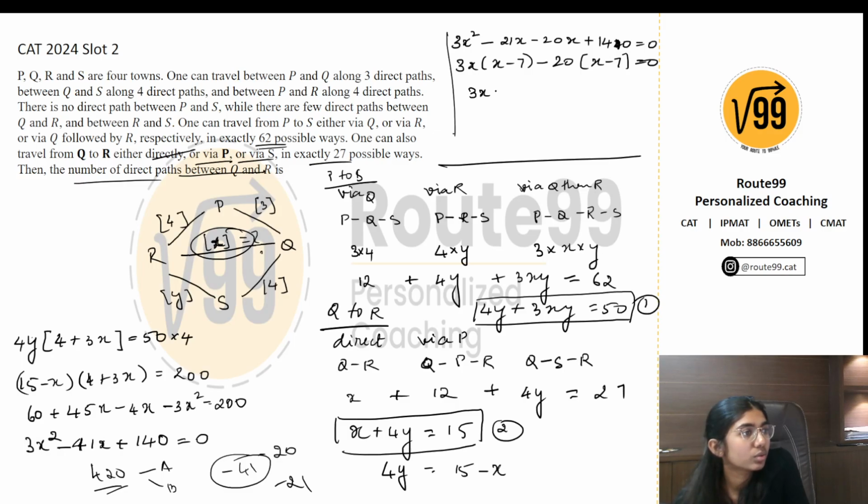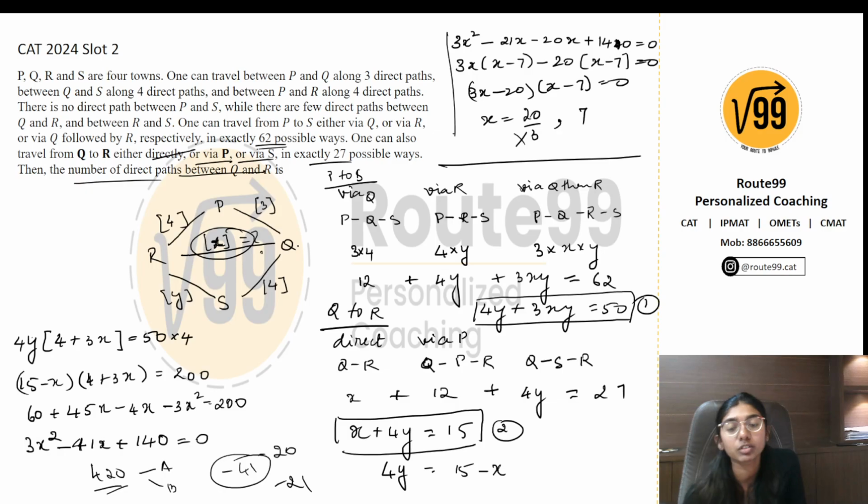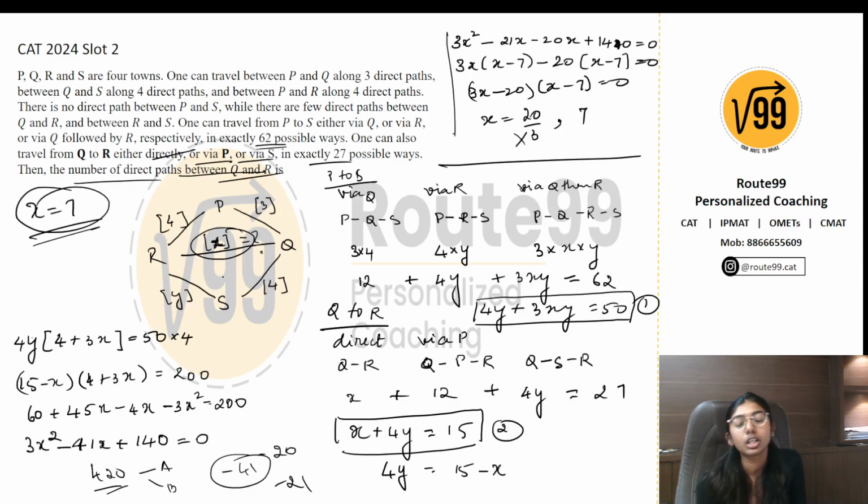So the value of X will be either 20 by 3 or 7. You can eliminate 20 by 3 because the number of paths can never be a decimal or a fractional number. So your answer is what? 7. So there are 7 direct paths between Q and R.